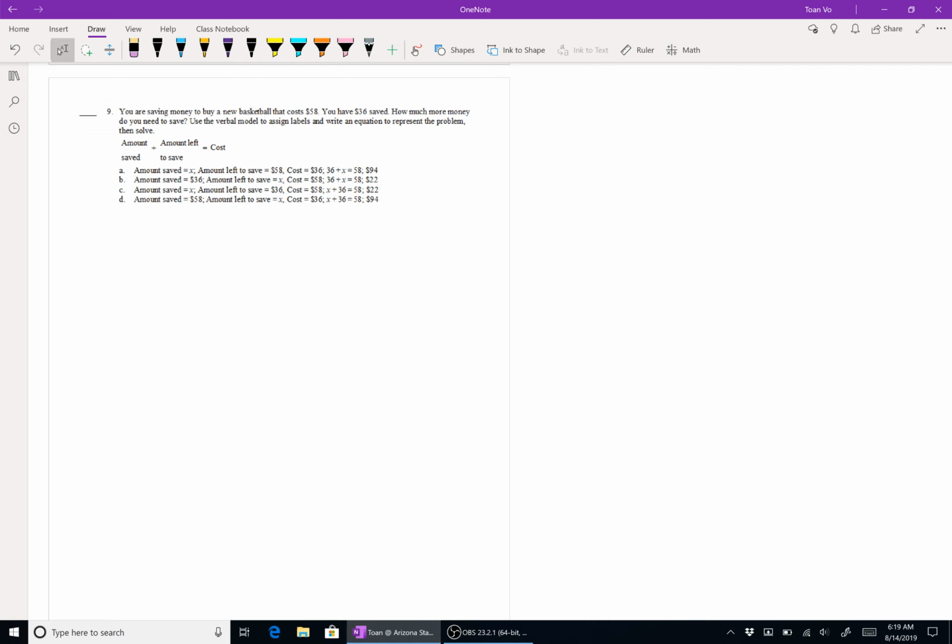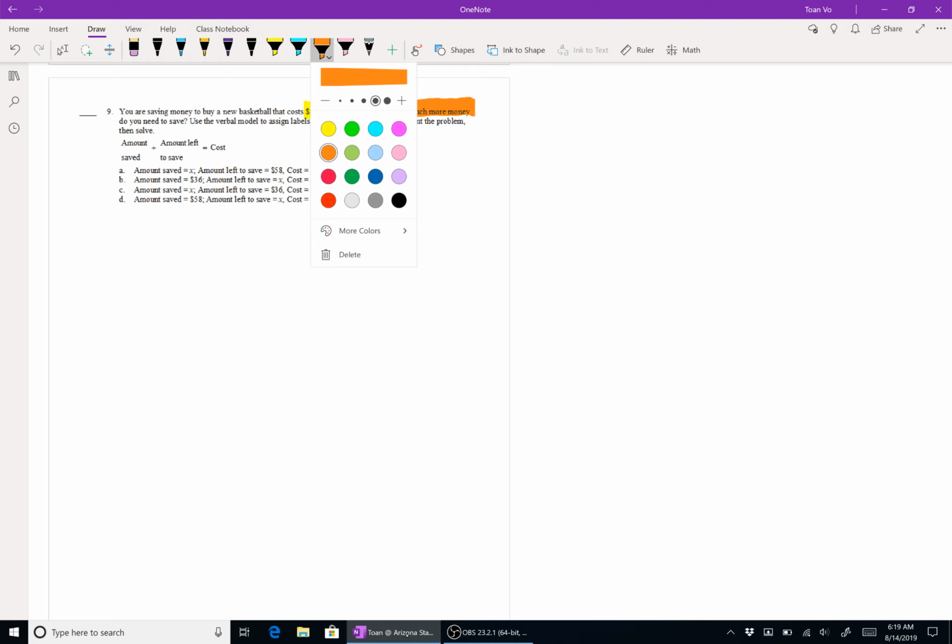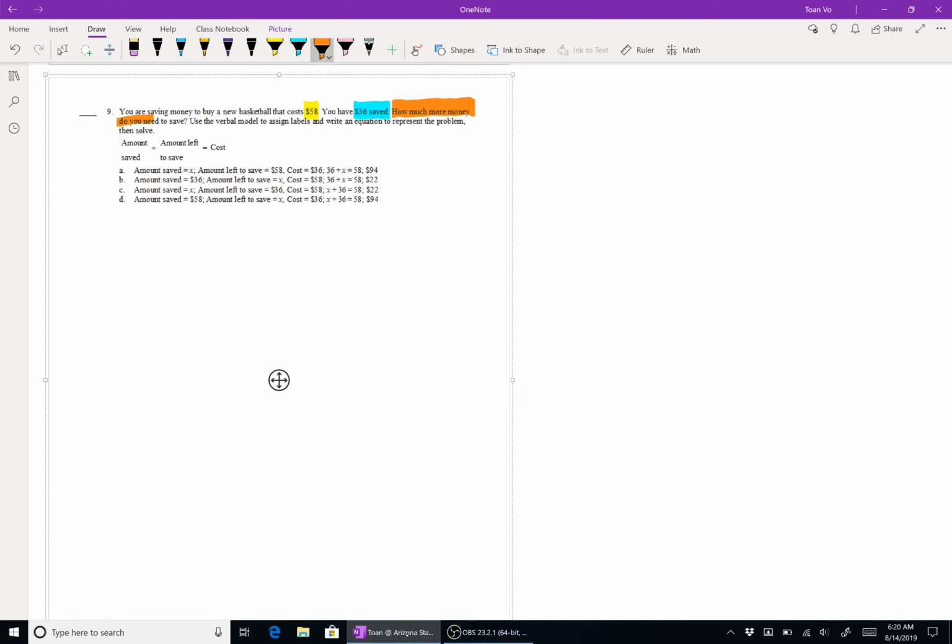So word problems, I always just like to see the information they give us. You're saving money to buy a new basketball that costs $58. You have $36 saved. How much more money do you need to save? I always like to highlight the question as well, because that's usually going to be the variable. So how much more money do you need to save? That's the variable.